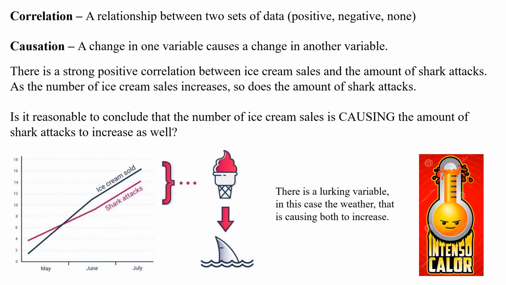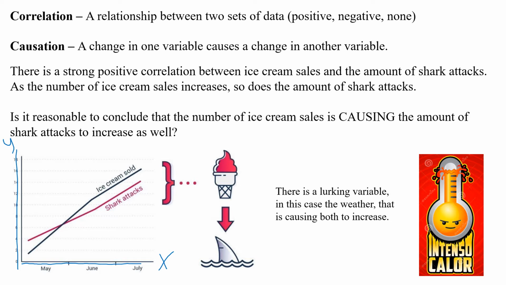Okay, so an example here: there is a strong positive correlation between ice cream sales and the amount of shark attacks. As the number of ice cream sales increases, so does the number of shark attacks. Is it reasonable to conclude that ice cream sales are causing the amount of shark attacks to increase as well? So here's the x-axis, and we have the y-axis. Both are increasing.